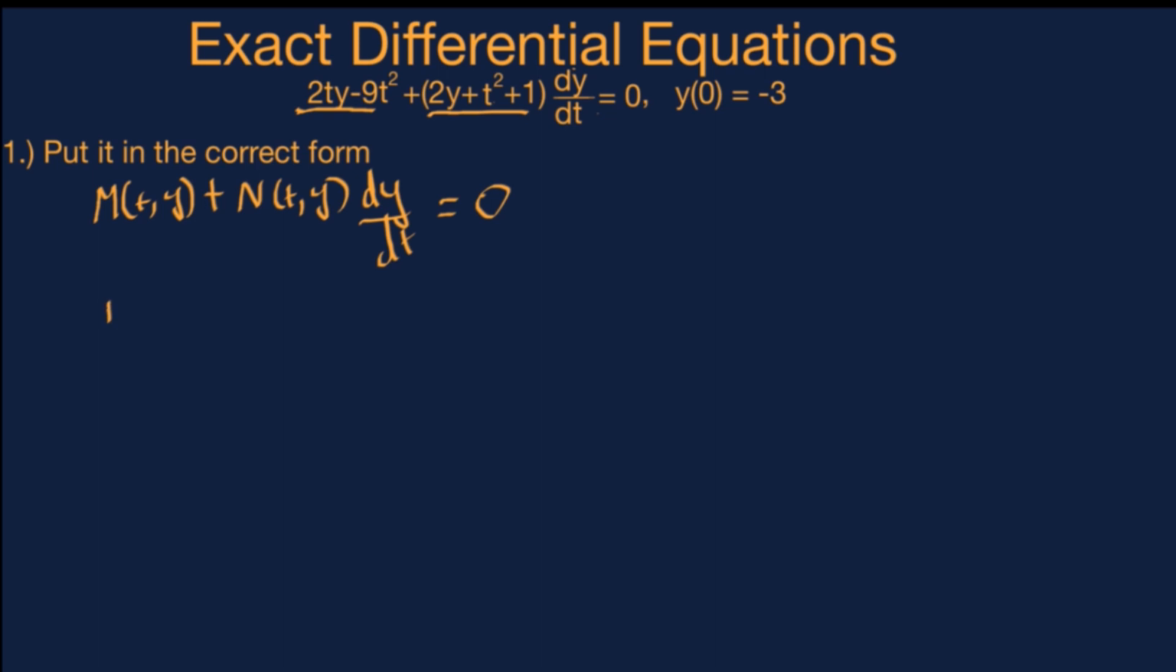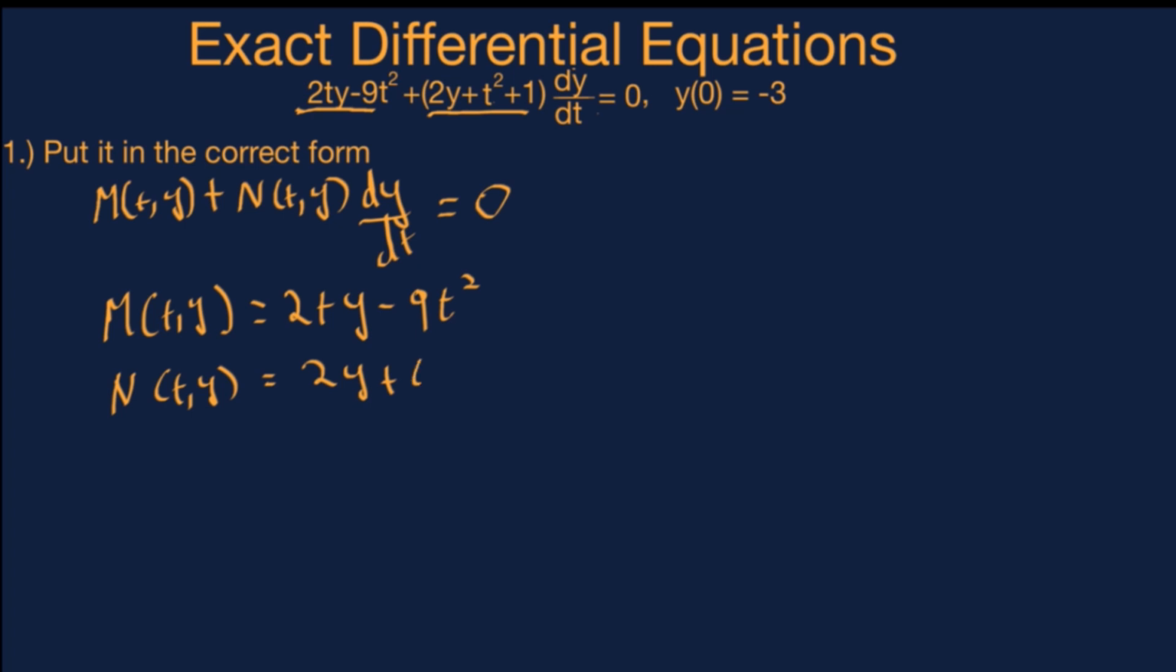So that means m of t and y is 2ty minus 9t squared. And we can say that n of t and y is equal to 2y plus t squared plus 1.